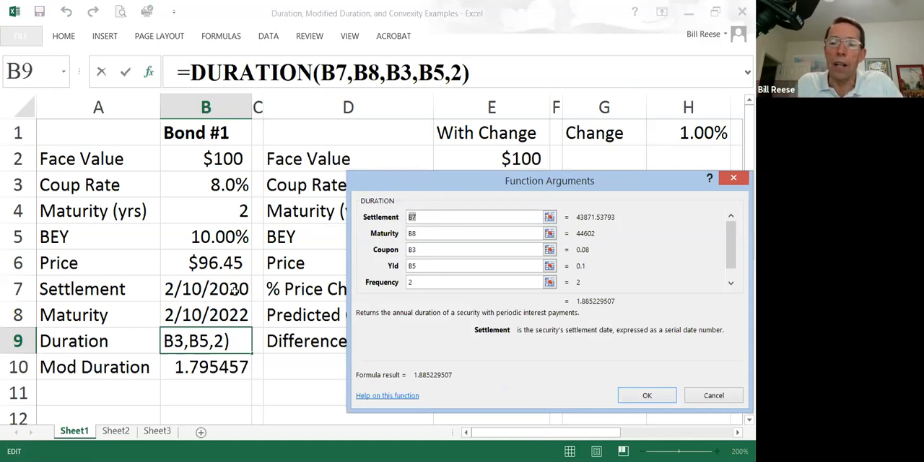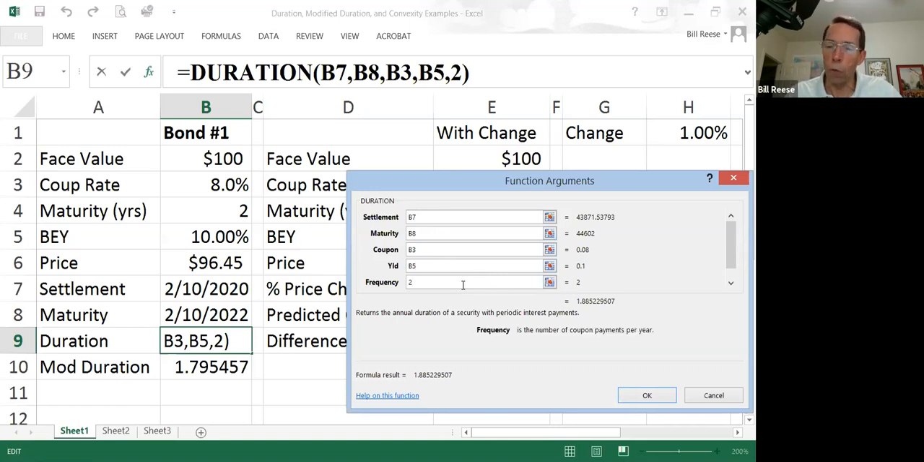In fact, it does convert that to a number. And then we've got the maturity. Here's the maturity date, which is in cell B8. The coupon rate is going to be in cell B3, the coupon rate of 8%. The yield on the bond is going to be in cell B5. That's the bond equivalent yield, or yield to maturity, same thing for us.